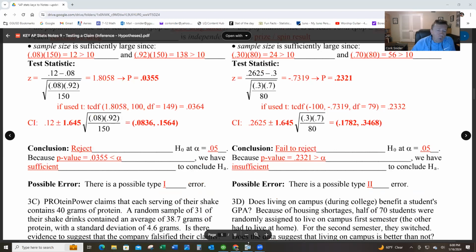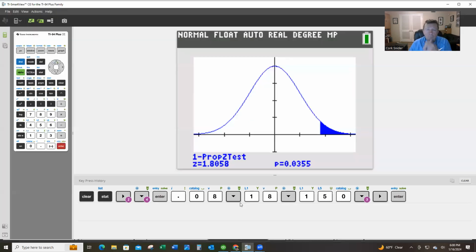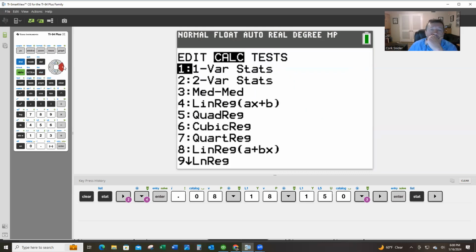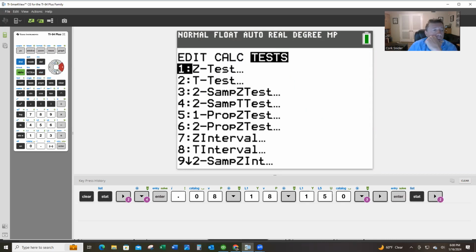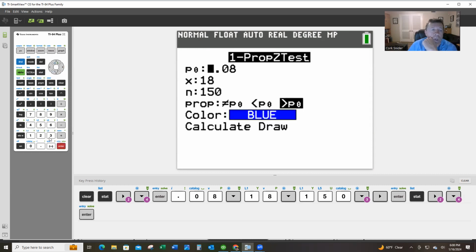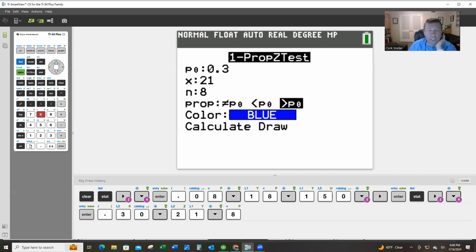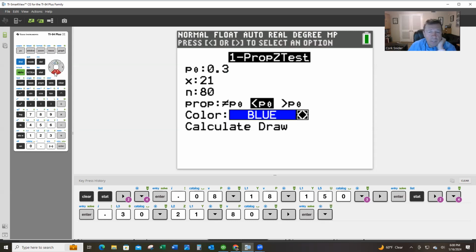So we're going to go to the calculator again. We're going to go stat, tests, one prop z test. This is a proportion. And the claim was 0.30, and we got 21 out of 80 that actually happened in our study. Is that enough evidence that it's less than 30%? There's your less than. And this is great that you can do this so quick. So the math's pretty easy.